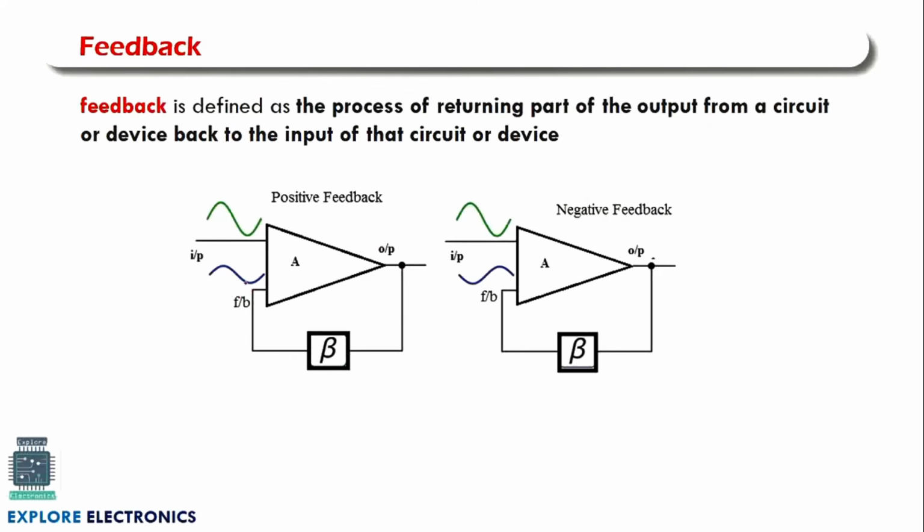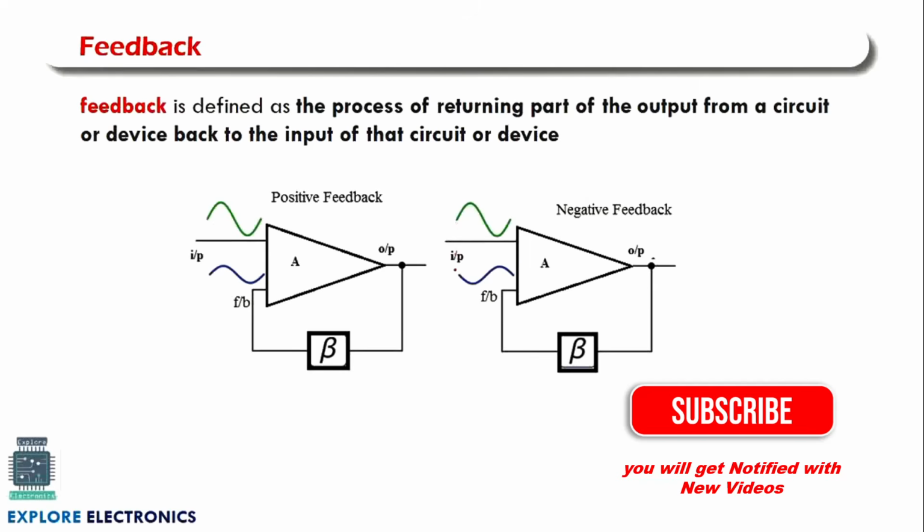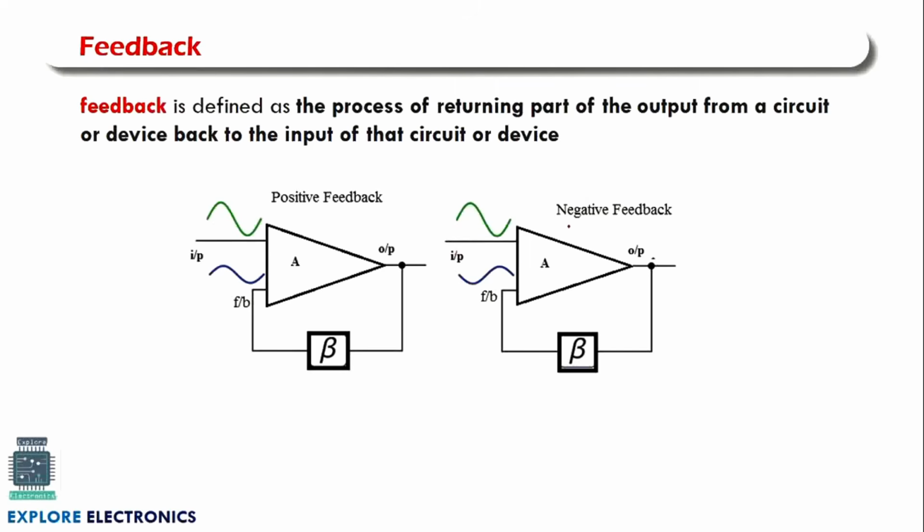The feedback output, the blue wave, is the same as the input signal. If the feedback output is the same as the input signal, we say the feedback circuitry we have used here, the mechanism, is positive feedback. If the feedback output coming to the input is 180 degree phase shifted with respect to the input signal, we call it negative feedback.